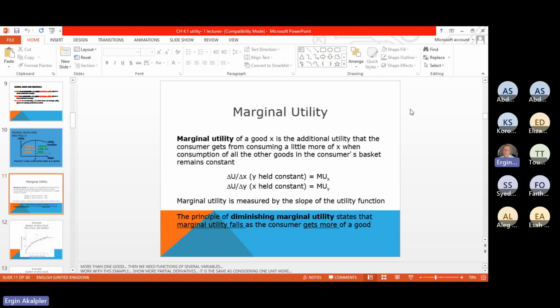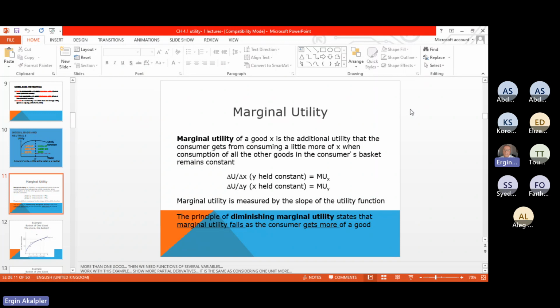And the marginal utility of a good X is the additional unit utility that the consumer gets from consuming a little more of X when consumption of all the other goods in the consumer's basket remains constant. Delta U over delta X, suppose Y held constant, is then MUX, which means marginal utility of X is represented with delta U over delta X, whereas Y is held constant and is not considered as changed.